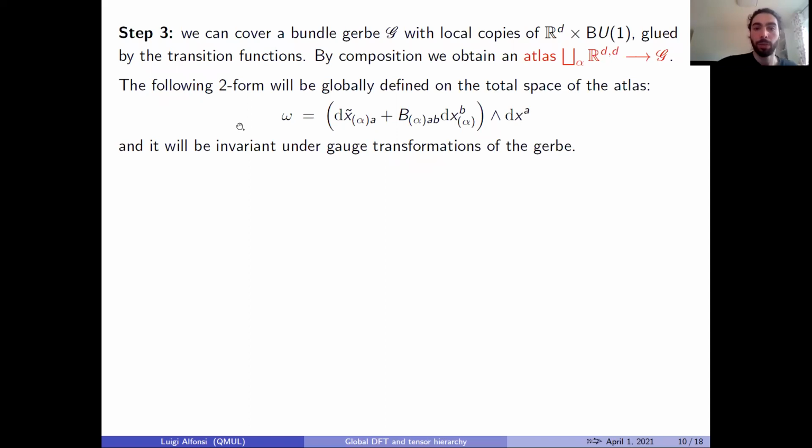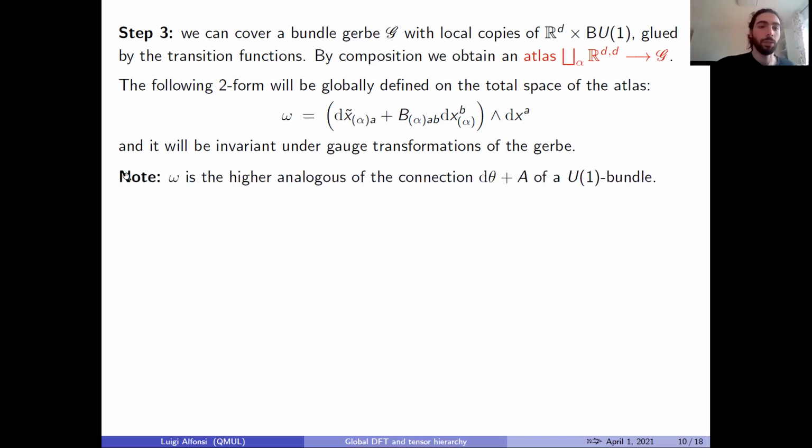Also, we used to have a symplectic form in the atlas of the Lie 2 algebra. What happens for the bundle gerbe? Basically, that symplectic form is generalized to this object here, which plays a higher role analogous to the connection of a circle bundle on the total space of the bundle. It is very similar. So this object is globally well defined on the total space of the atlas because it is invariant under the gauge transformations of the gerbe. So if we apply the gauge transformations to all these objects, it will stay invariant.